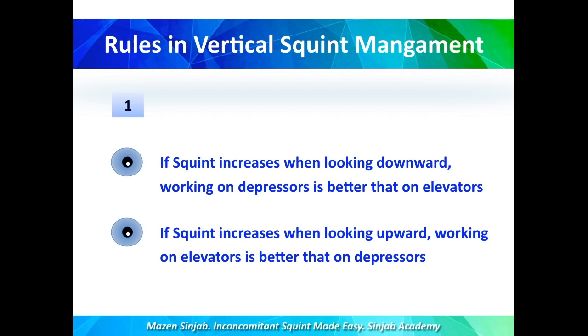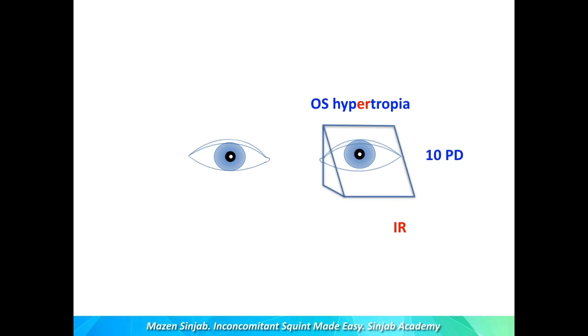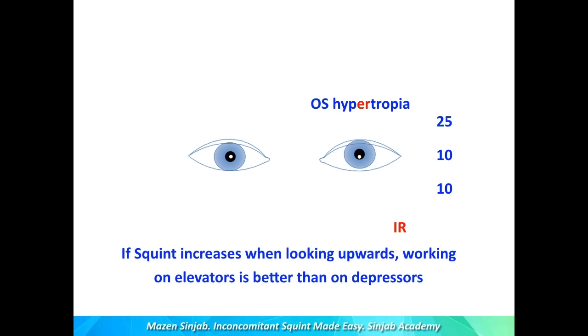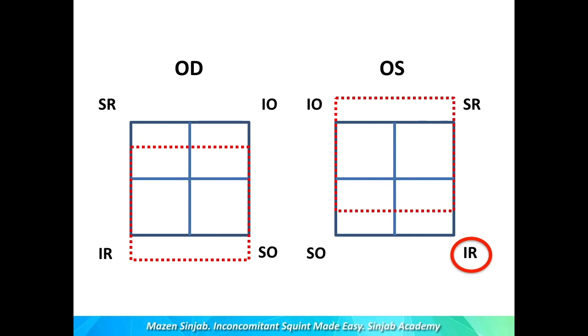In this rule, we have to measure the amount of hypertropia in primary position of gaze. Now the patient has 10 prism diopters in the primary position of gaze, 25 prism diopters in up gaze, and 10 prism diopters in down gaze. So if squint increases when looking upwards, working on elevators is better than on depressors. So according to this rule, we have two options: the ipsilateral superior rectus or contralateral inferior oblique.